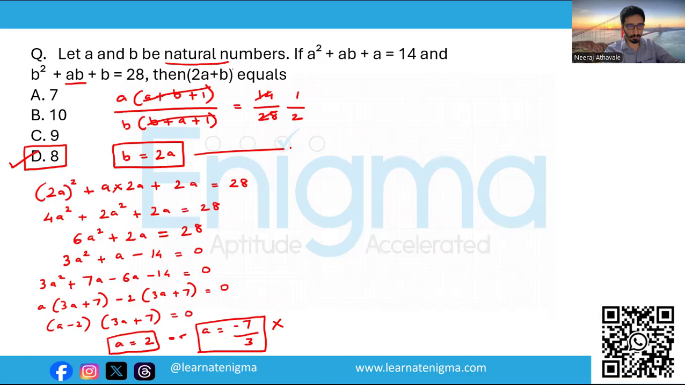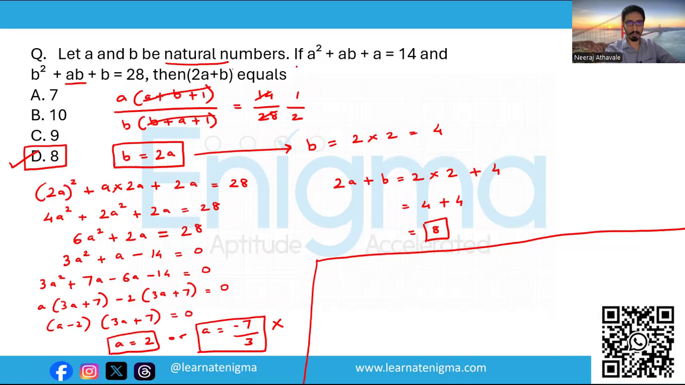Now a is 2, therefore b comes out as 2 twos are 4. Now we want the answer as 2a plus b. So 2 into 2 plus 4, we get 4 plus 4, that is 8. So that is our answer, option D, that is 8. I just explained this method so that it is easy for you, even if the question is of theta type, that is, type in the answer. Let's see another approach.